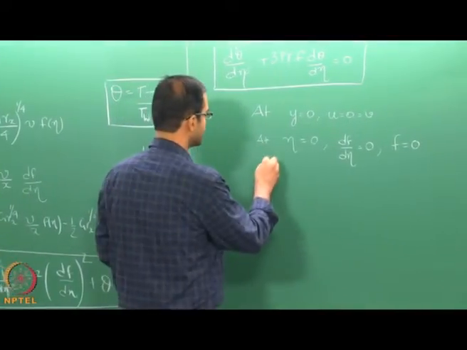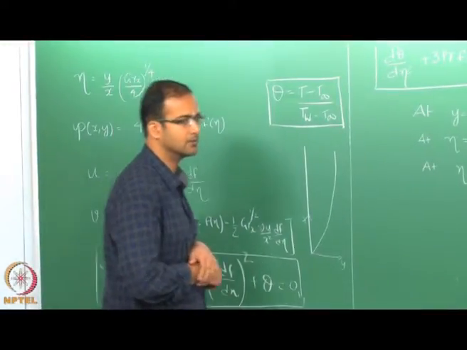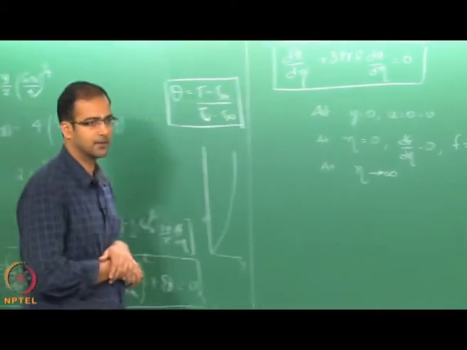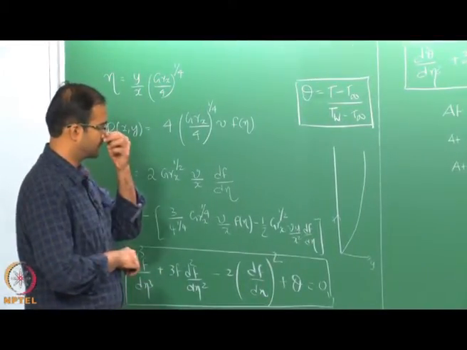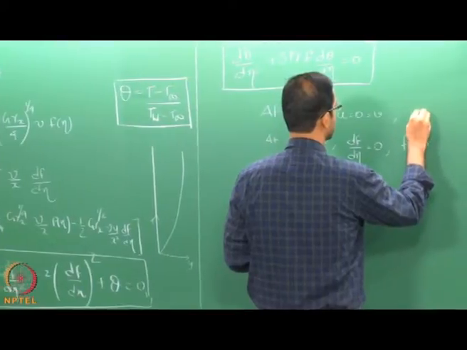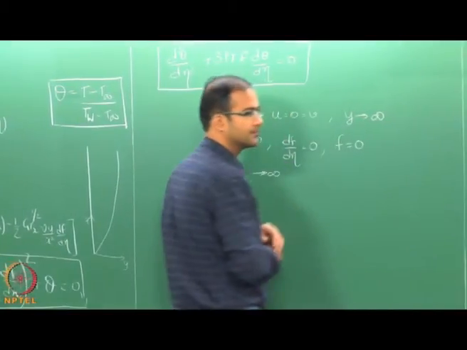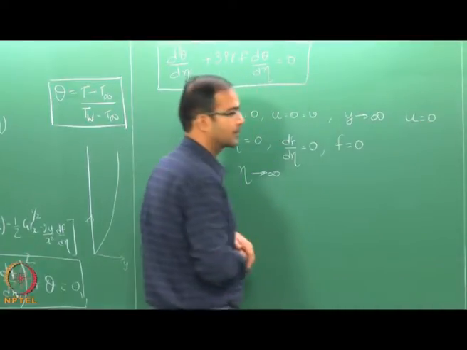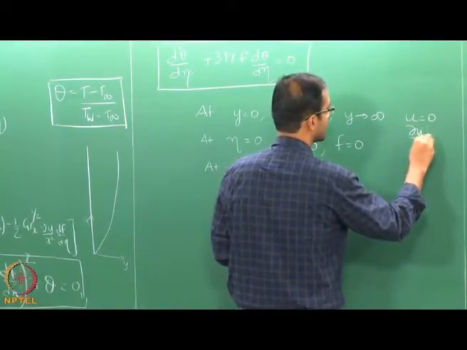Where can we apply it? At eta going to infinity, so y going to infinity. What will be the condition? Let us look at the condition with respect to y going to infinity. What do you think will be the condition? u equal to 0. So, can we also say du by dy equal to 0?